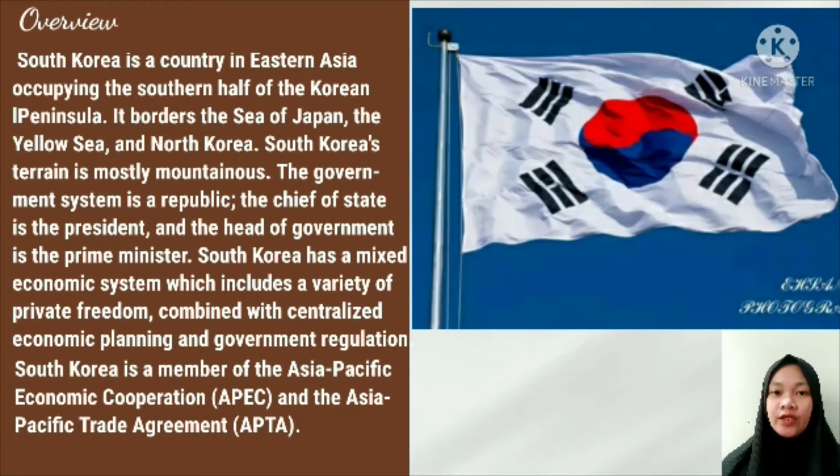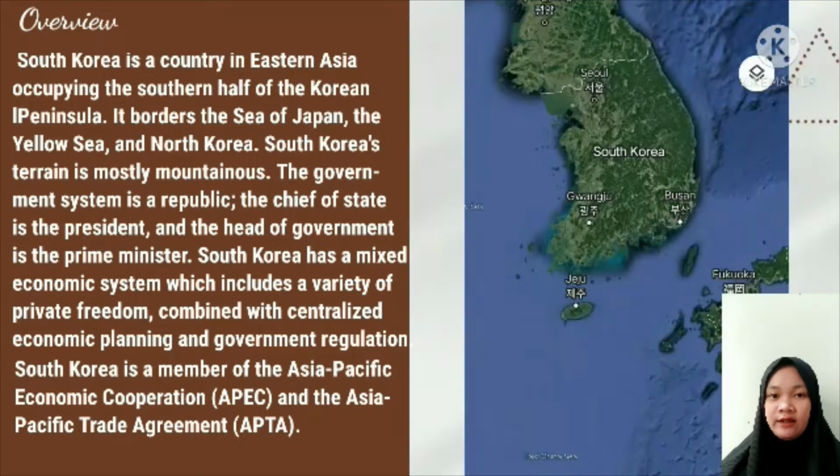South Korea is a country in Eastern Asia, occupying the southern half of the Korean peninsula. It borders the Sea of Japan, the Yellow Sea, and North Korea. South Korea's terrain is mostly mountainous. The government system is a republic. The chief of state is the president, and the head of government is the prime minister. South Korea has a mixed economic system, which includes a variety of private freedom combined with centralized economic planning and government regulation.